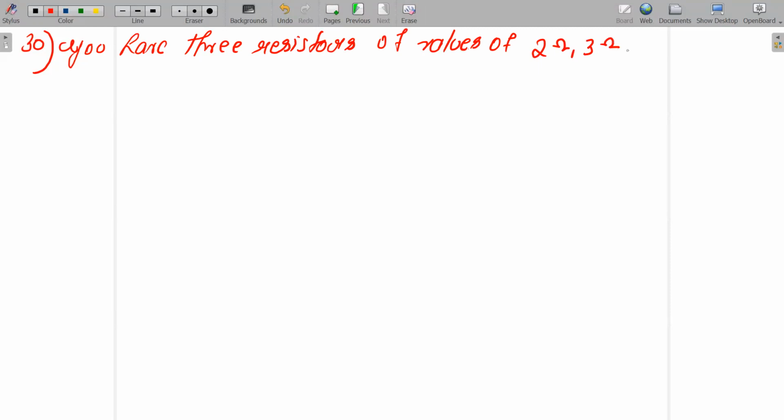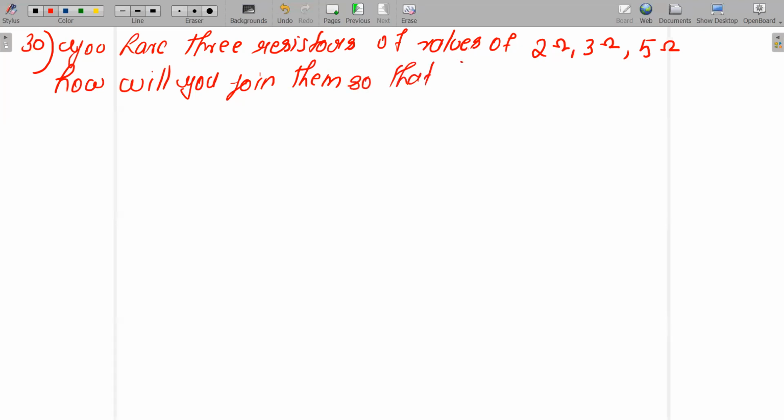Next question, 30. You have 3 resistors of values 2 ohm, 3 ohm, 5 ohm. How will you join them so that the total resistance is more than 7 ohm?